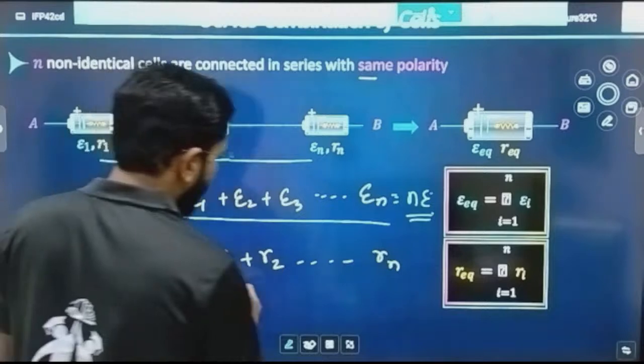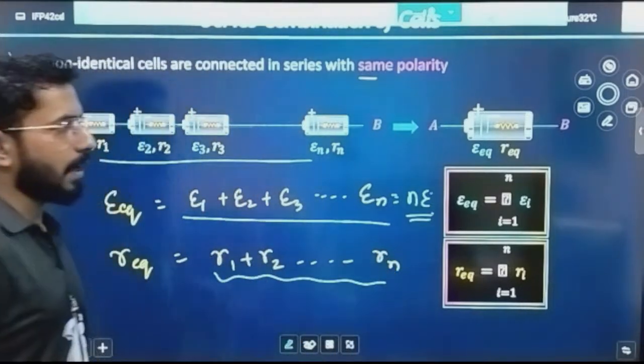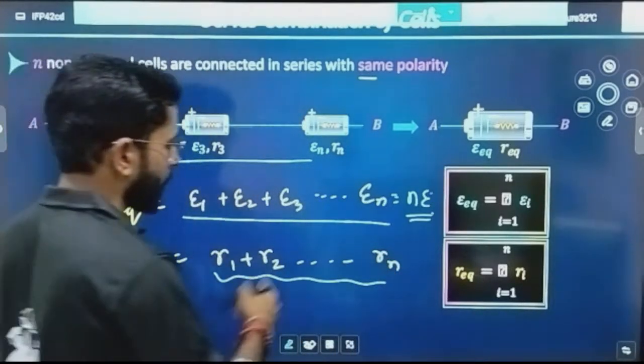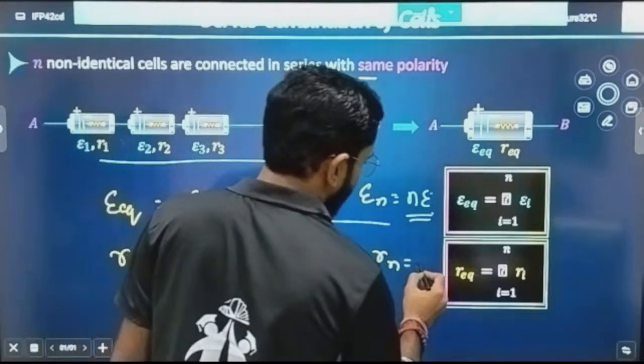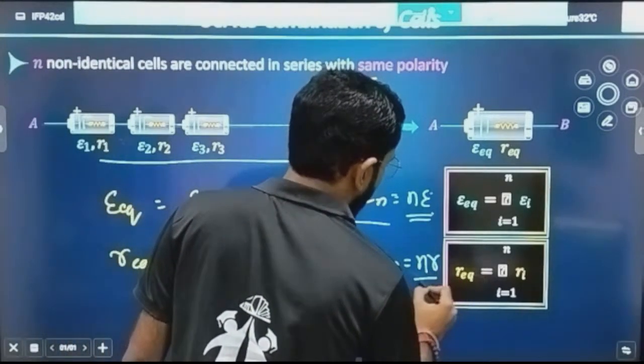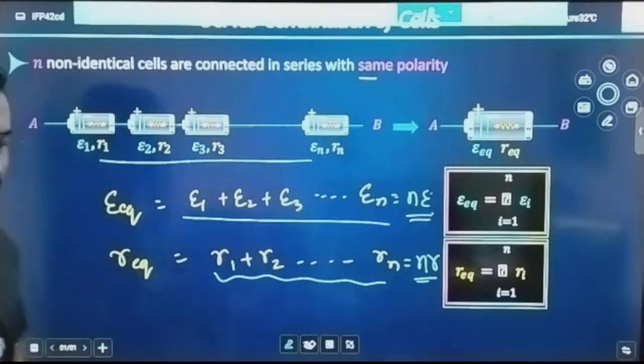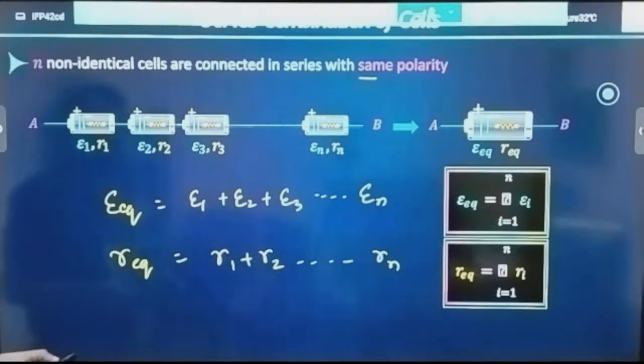If someone asks me what R equivalent is, what will I write? All the connections are in series. That means R1 plus R2 plus R3 plus Rn, and all the polarities are the same. That means I can simply write it as n into R. N into R. Is it clear? Very obvious things.